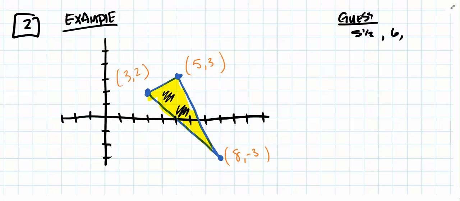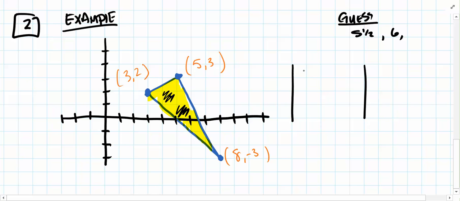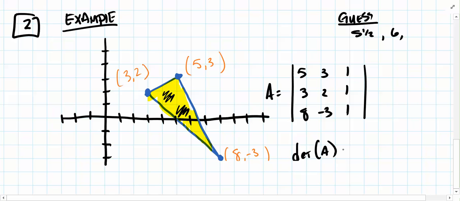Okay, fair enough. Let's plug in what we know. We have 5, 3, and remember the column of 1s. I have 3, 2, column of 1s, and 8, -3, column of 1s. Now we need to find the determinant of this, so let's call this matrix A. Do you want to use your calculators for this one? Yeah, since there's not really a nice way of expanding this one. Let's go ahead and plug it in.